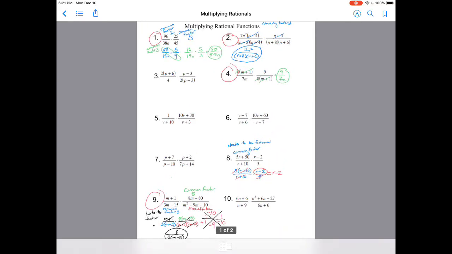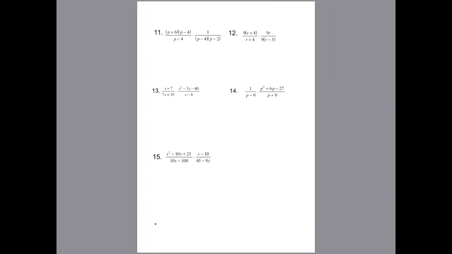Okay, hang on to this worksheet and I will collect it when I come back. And if you have any questions on these problems that I went over or anything on the back, just let me know and I'll be happy to go over them again.